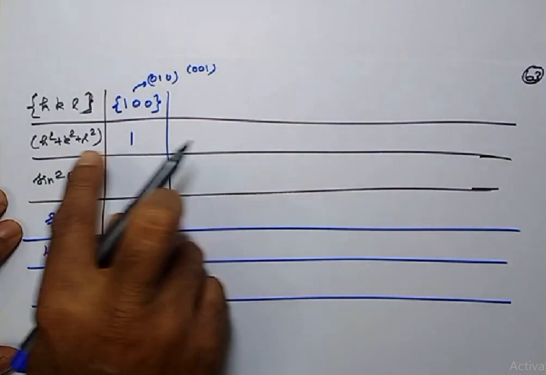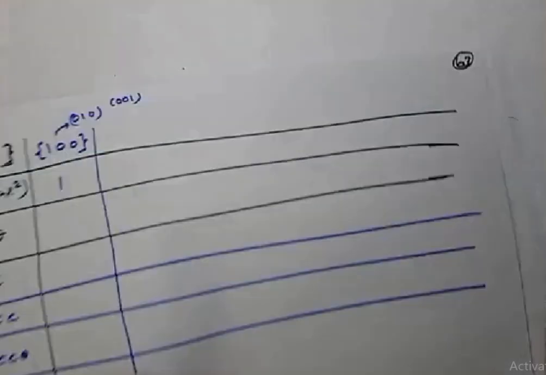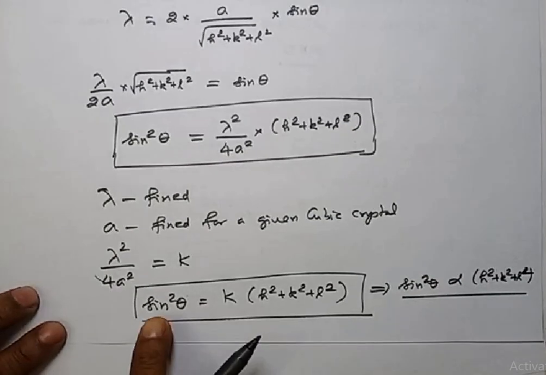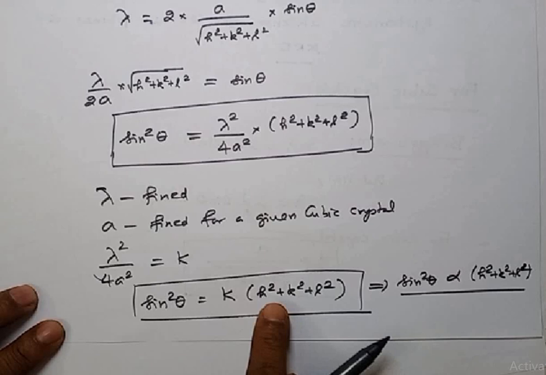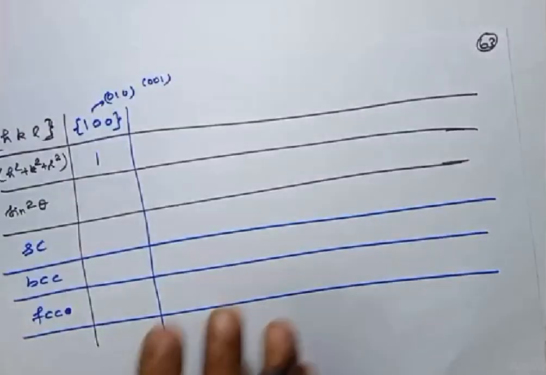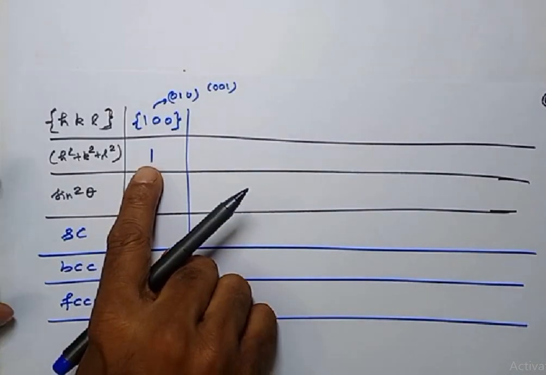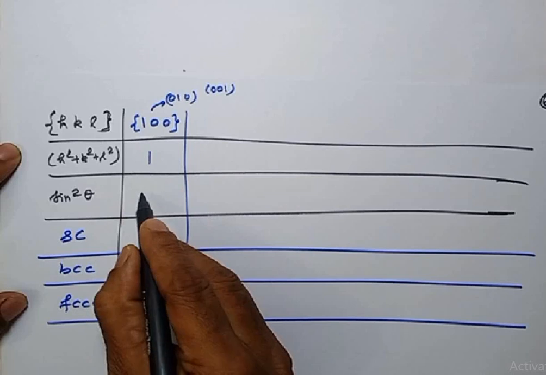Okay. Now H square plus K square plus L square is equal to 1. You know very well what sine square theta is. On the last page I wrote that sine square theta is equal to K into H square plus K square plus L square. Now we got the value of H square plus K square plus L square, which is equal to 1. So what is sine square theta? It is nothing but K into this, so I'll get K.